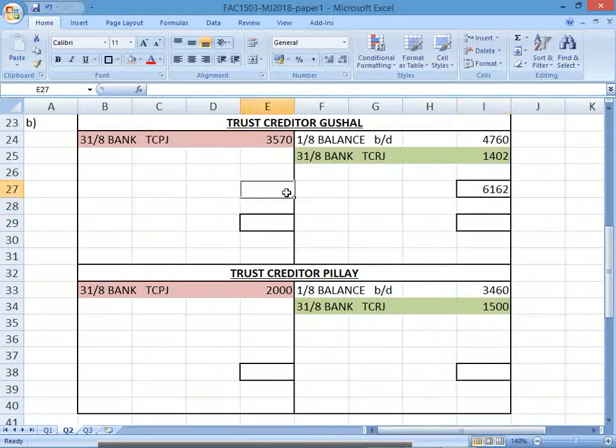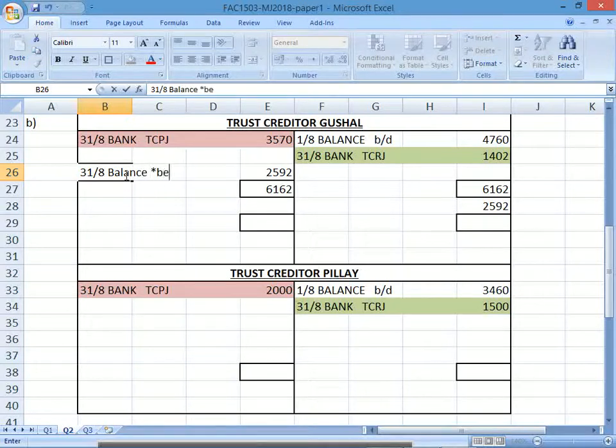so we've got 6162 as the amount outstanding on the credit side. Then there was a payment that decreases that 62, gives you the 2592, and that'll be the balance that we would have as a, inverted commas, transferable amount, possibly, depending. Okay, so that would have been the balance, asterisk, before transfer.